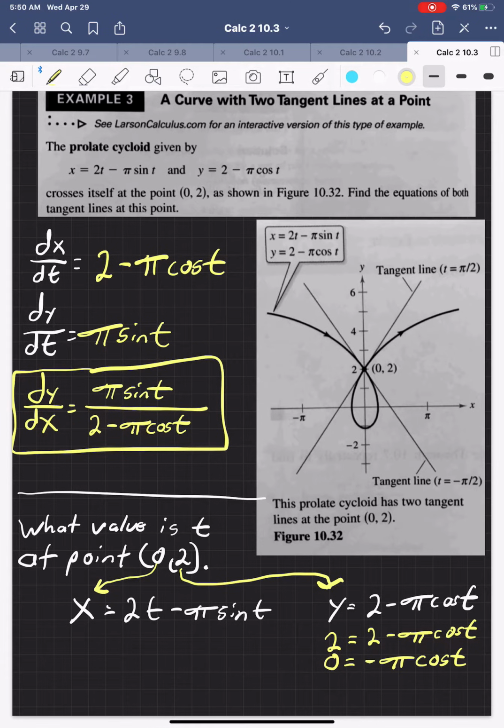I'm going to take this negative pi cosine of t to the next page. Okay, so we left off with 0 equals negative pi cosine of t, and let me make sure you see that negative symbol a little better. So now you have to ask yourself, what is t? Well, t is an angle in this case, so what angle makes cosine equal to 0?